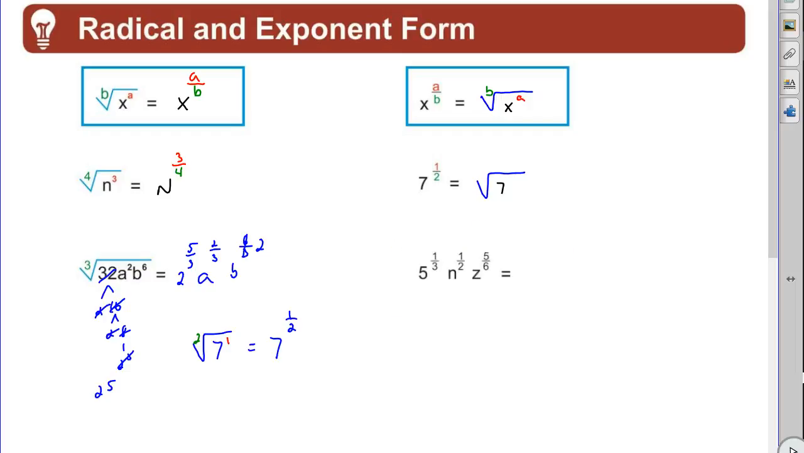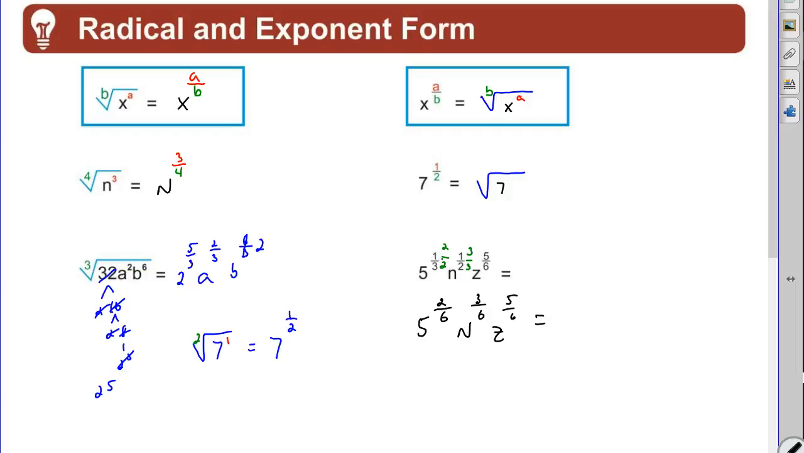Now here's about as hard as it gets. So we've got a situation, we've got 3 fractions. Now we want a single radical, and that means these denominators have to match. So I can get a common denominator of 6. To do that, I'll multiply this by 2 over 2 and this one by 3 over 3. So let me show you where we're at right now. So now we're at 5 to the 2/6 n to the 3/6 z to the 5/6.